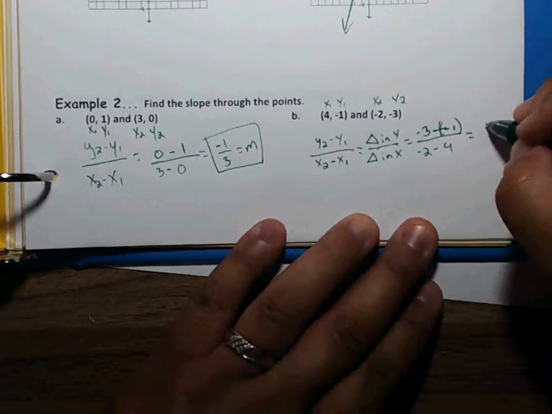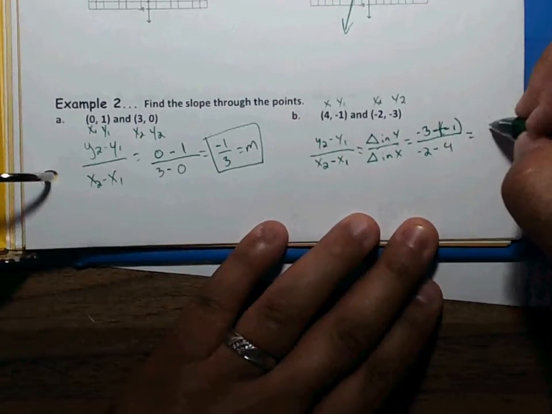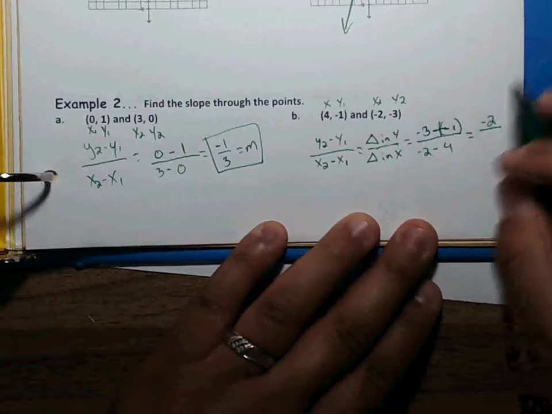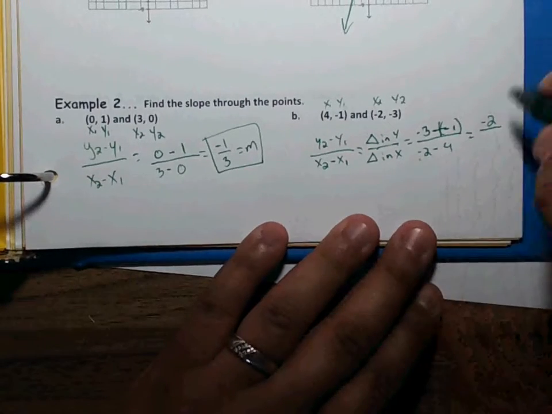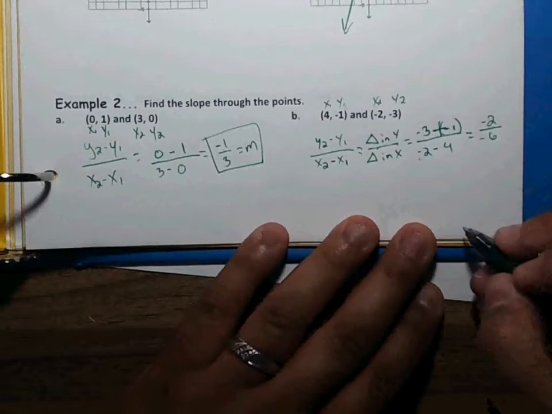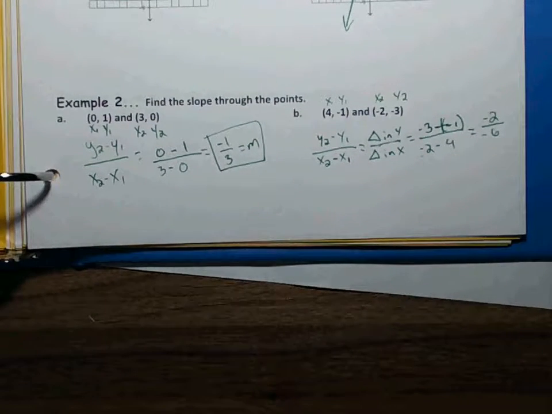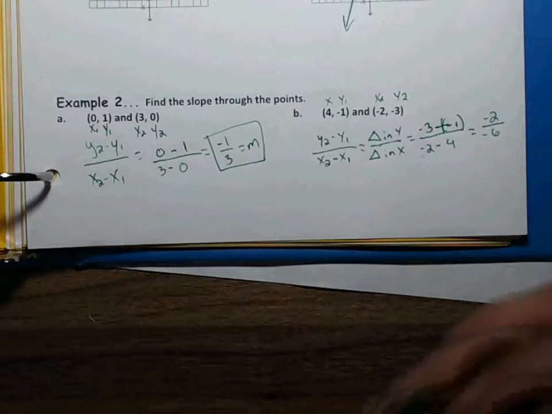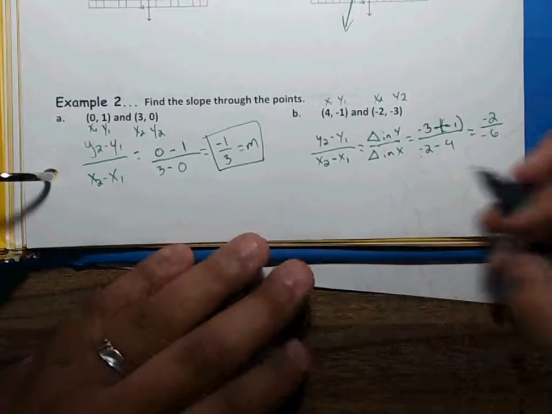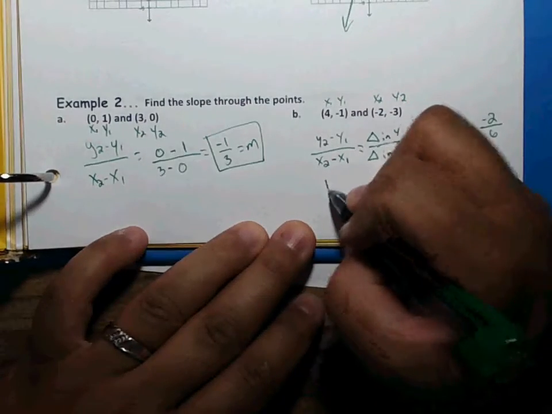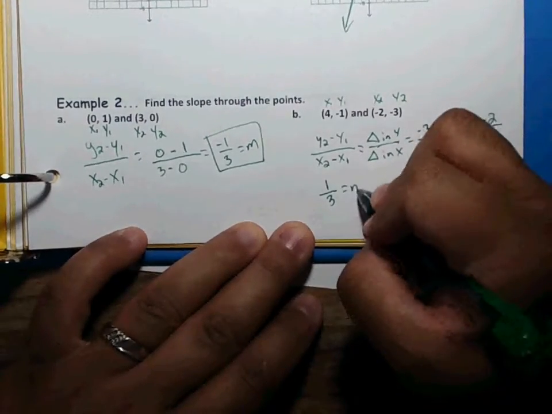So this is a negative 3 plus 1, which is a negative 2, over negative 2 minus 4, which is a negative 6. A negative divided by a negative is a what? Positive. Everybody, thank you. 5 points for group B. I saw their hand raised, but I did say, just in general, I didn't call on anybody. So this is going to be a 1 over 3, which is your M.